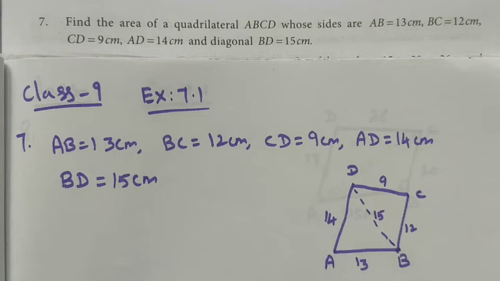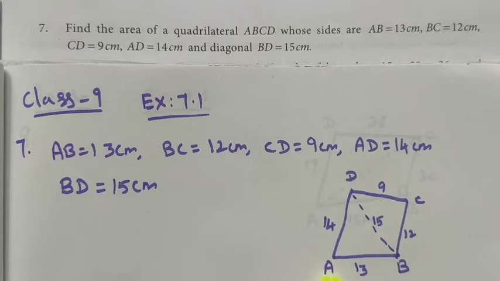Find the area of the quadrilateral ABCD whose sides are AB is 13 cm, BC is equal to 12 cm and CD is equal to 9 cm, AD is equal to 15 cm and diagonal BD is equal to 15 cm is given. By the given condition, we have taken ABCD is a quadrilateral, a 4-side enclosed figure. Then AB is 13, BC is equal to 12, CD is equal to 9, and AD is equal to 14, and the diagonal BD is equal to 15 centimeter.